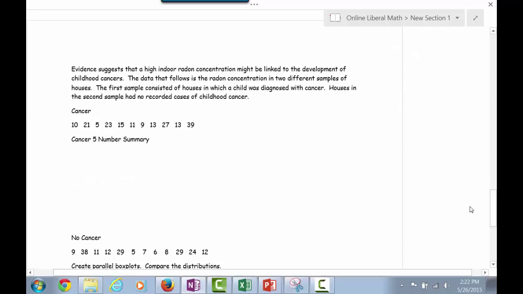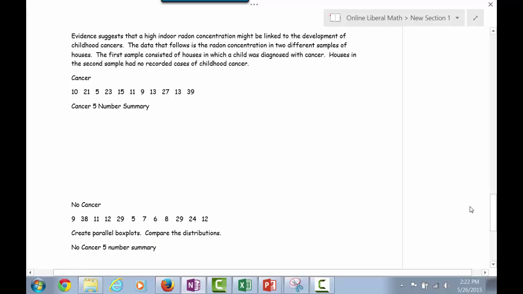Okay, so we can do that again. And this time we can actually do a comparison graph. So we've got two different samples, and I would like to see if there is a significant difference. Evidence suggests that high indoor radon concentration might be linked to the development of childhood cancers. The data that follows is the radon concentration of two different samples of houses. The first sample consists of houses in which a child was diagnosed. Houses in the second sample have no recorded cases of childhood cancer. So I'm just comparing houses and seeing if it makes a difference.